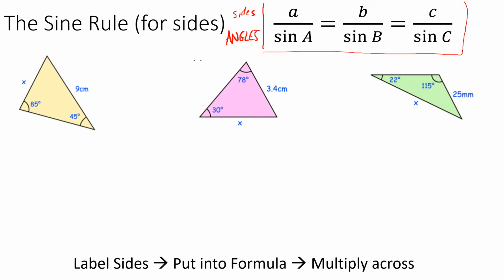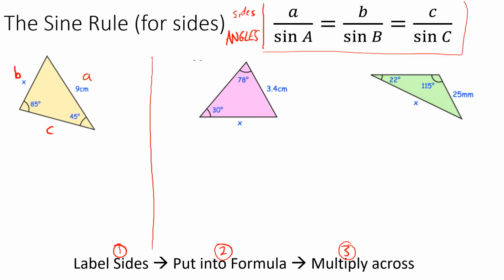So let's see how we'd actually apply this. We've got a little 1, 2, 3 method: we want to label our sides, stick them in the formula, and then multiply across. So let's do that with this first example. First thing we need to do is label our sides. Now, you've got loads of sides to this triangle, so how do you decide? Well, I would call the sides that are in the question A and B. I think that's always useful. So 9 is in the question, I'll call it A. X is in the question, I'll call it B.